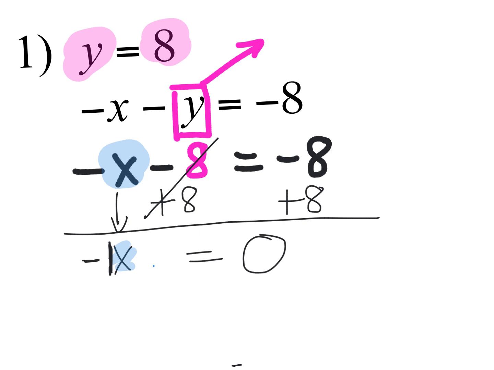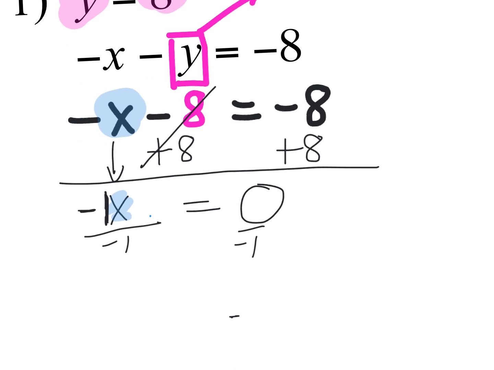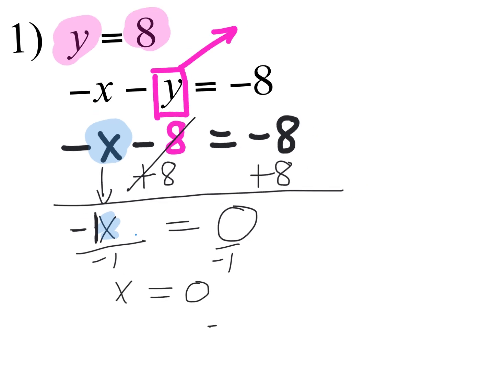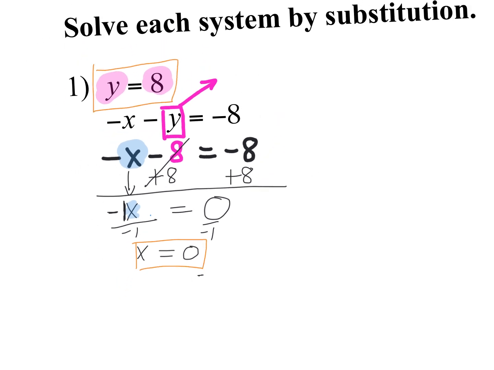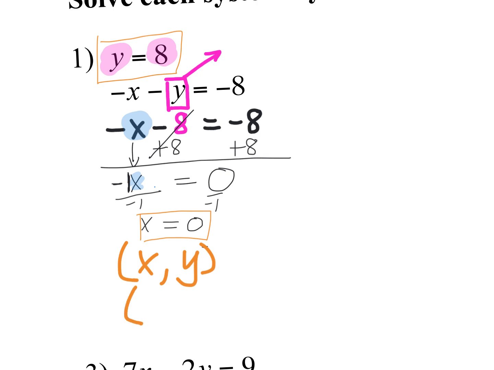Well, how do we cancel out 1 times x? We're going to do the inverse, which is to divide both sides. So x is equal to 0. So because I know that x is equal to 0, and I already knew from before that y is equal to 8. Remember my solution, I put the x first and I put the y second. So that means my solution for number 1 is 0, 8.